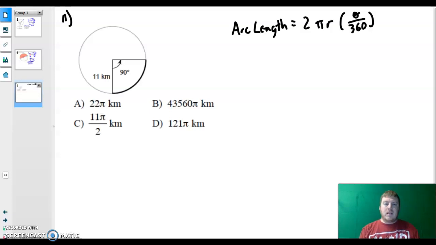All right, in problems 11 and 12, we're actually revisiting what we did last week. Instead of finding the area of the arc sector this time, we're actually finding the arc length. So that is the distance around the arc along the circumference.